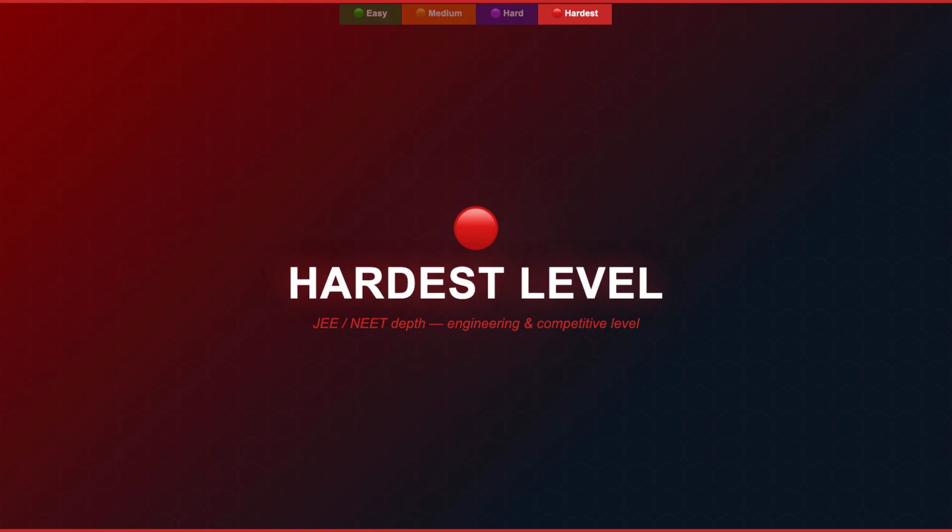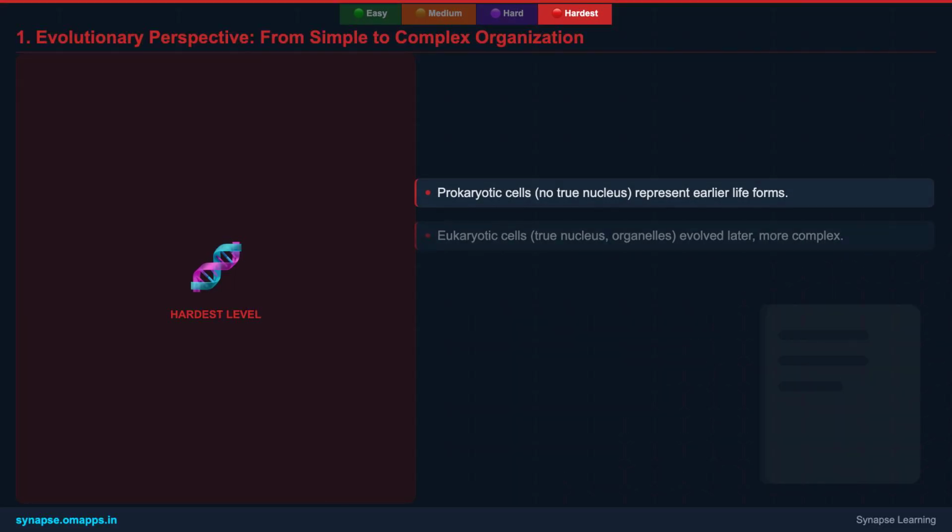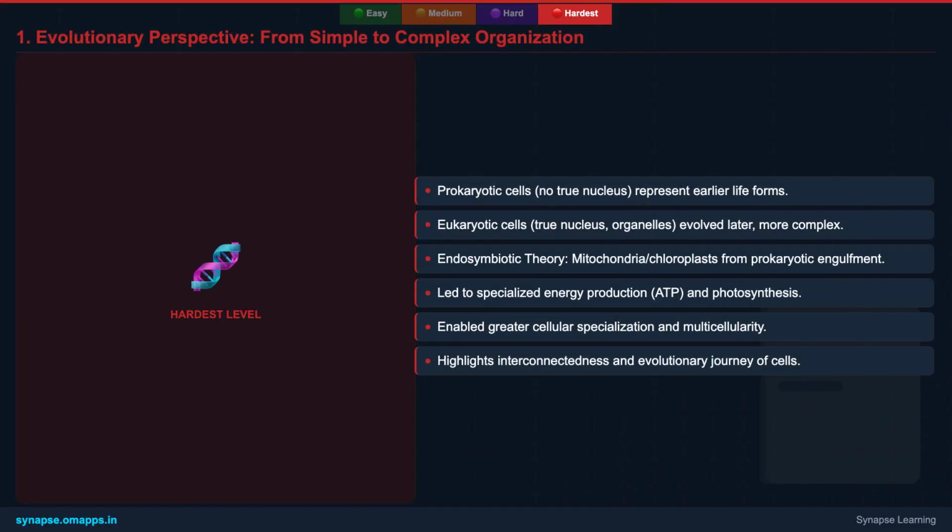At the hardest level, we'll delve into competitive depth, explore evolutionary insights, and even touch upon bioengineering applications. Let's push your understanding to the limits. The evolution of cellular organization from simple prokaryotes to complex eukaryotes is a fundamental concept in biology.